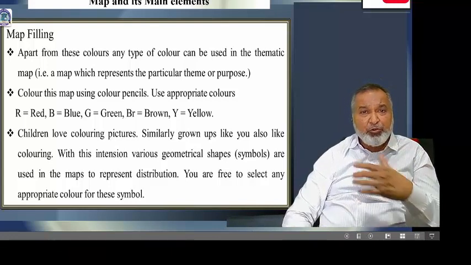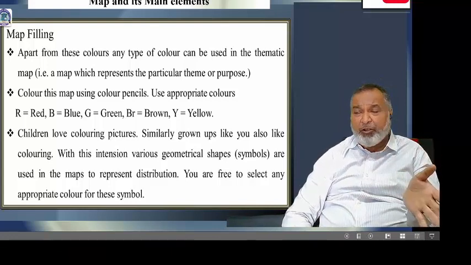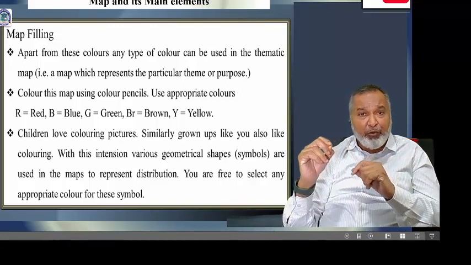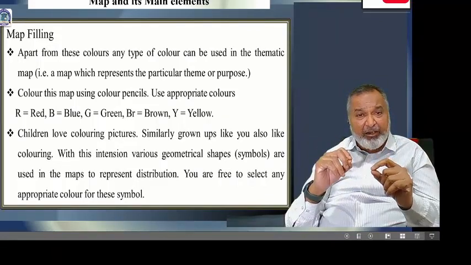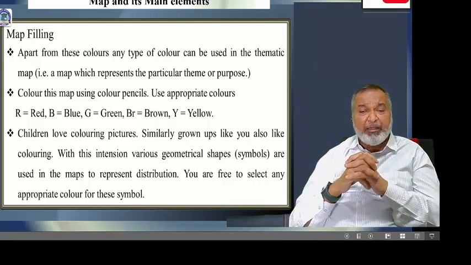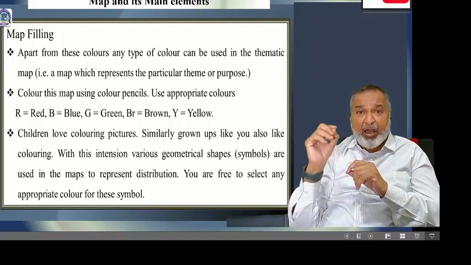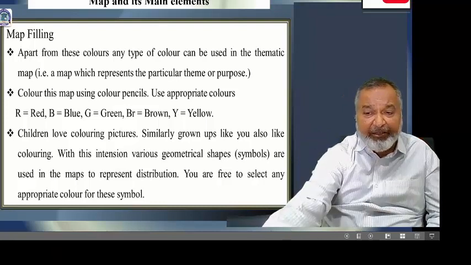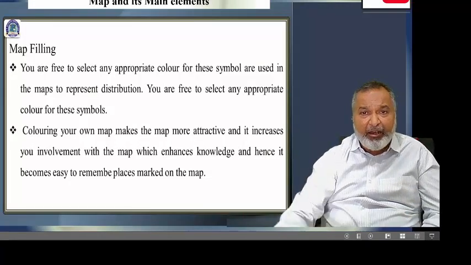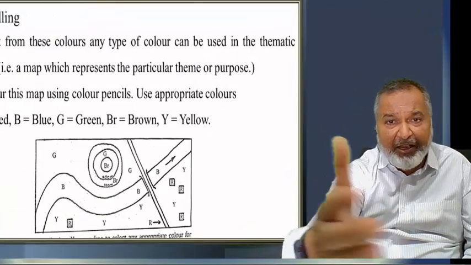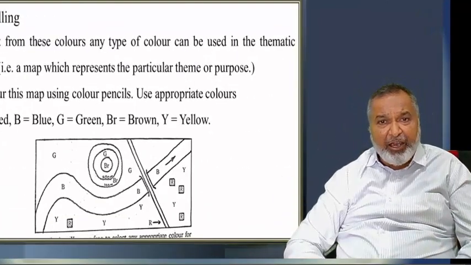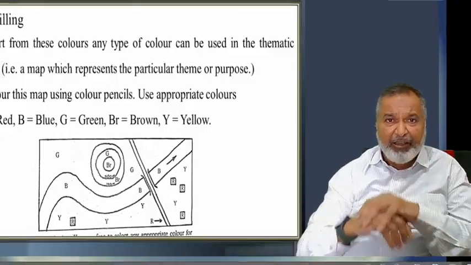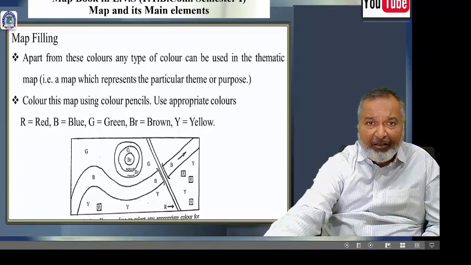Here we can use the various colors. The symbol R will represent red color, B for blue, and green represented by G. But brown is BR, B capital and R small. And Y is yellow. With this we can fill up the map, and this is the way we can represent things in that particular map, and we can show the areas which have been covered.